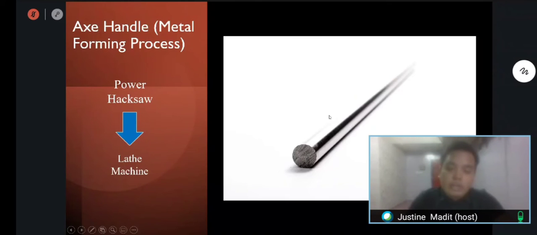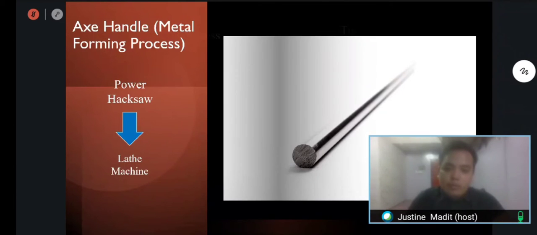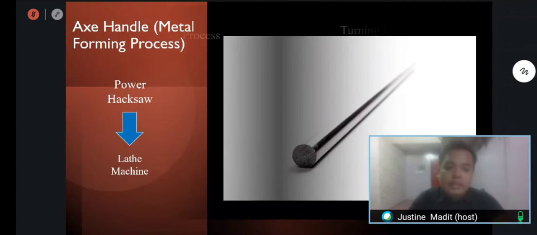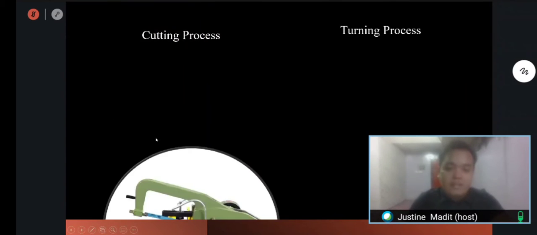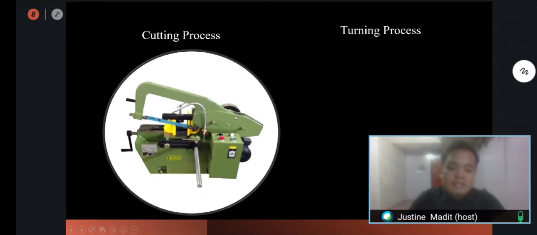In a lathe machine, we can do other types of process, for example facing, threading, and I forget the name, grooving, I guess. So there are a lot of processes you can do with a lathe machine. Basically, I have quite some experience with handling a lathe machine. Then we will proceed to the cutting process I mentioned just now, using the power hacksaw.